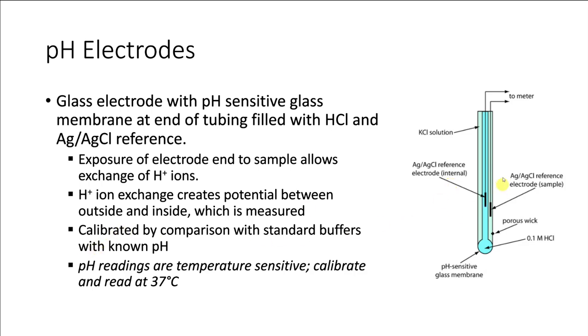We have to calibrate by comparison with standard buffers with some sort of known pH. That way we know what we're measuring is accurate. pH readings, by the way, are super temperature sensitive. We have to calibrate and read at 37 degrees Celsius to make sure that it's accurate to our human body. 37 degrees is the typical temperature for a human body.